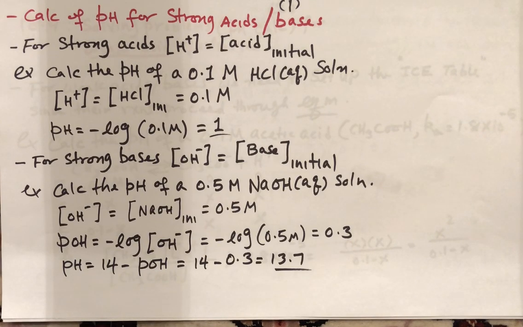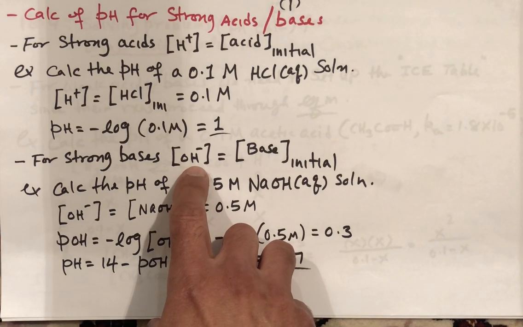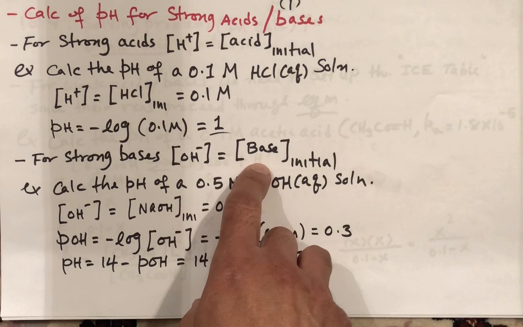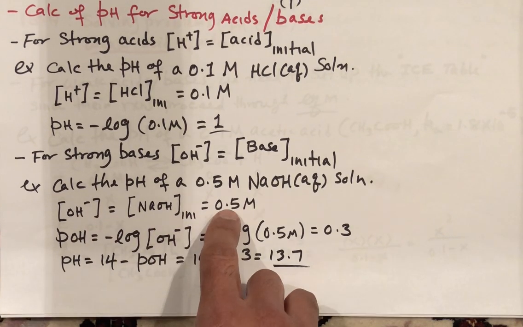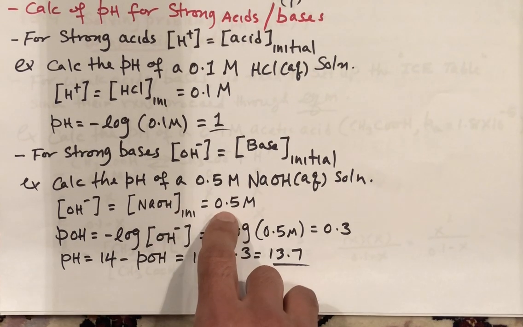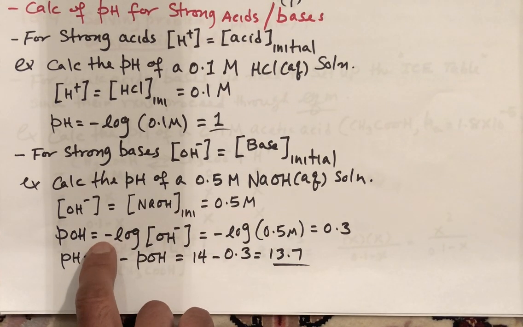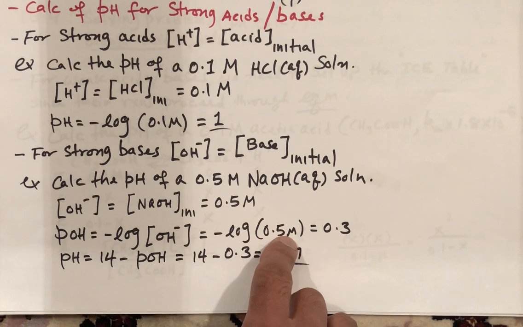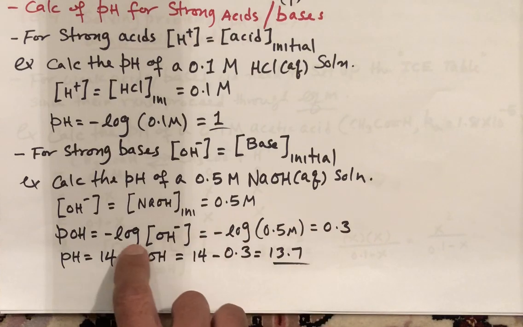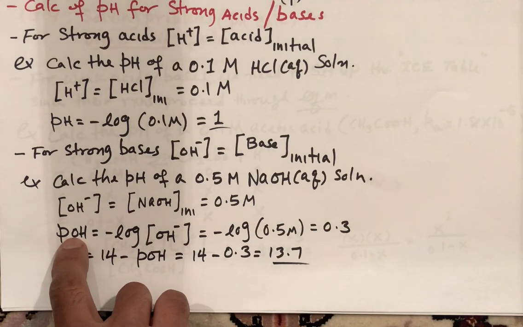Now, for strong bases, the concentration of OH minus is the same as the concentration of the base itself. So, for example, for a 0.5 molar sodium hydroxide, which is a strong base, the concentration of OH minus is going to be the same as the initial concentration, which is 0.5. Then we plug it into the pOH formula, and we get the negative log of 0.5 to be 0.3. So that is pOH, not pH.